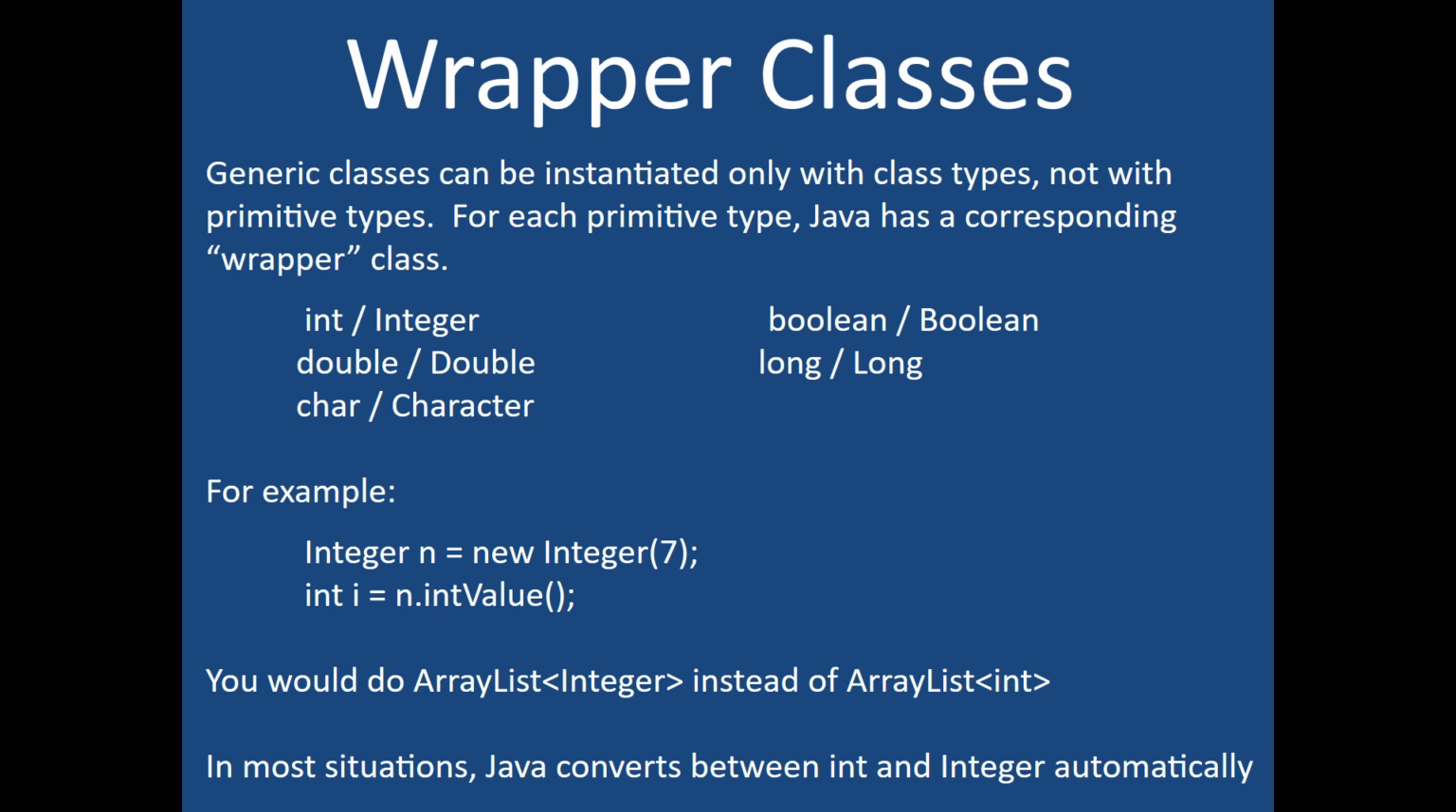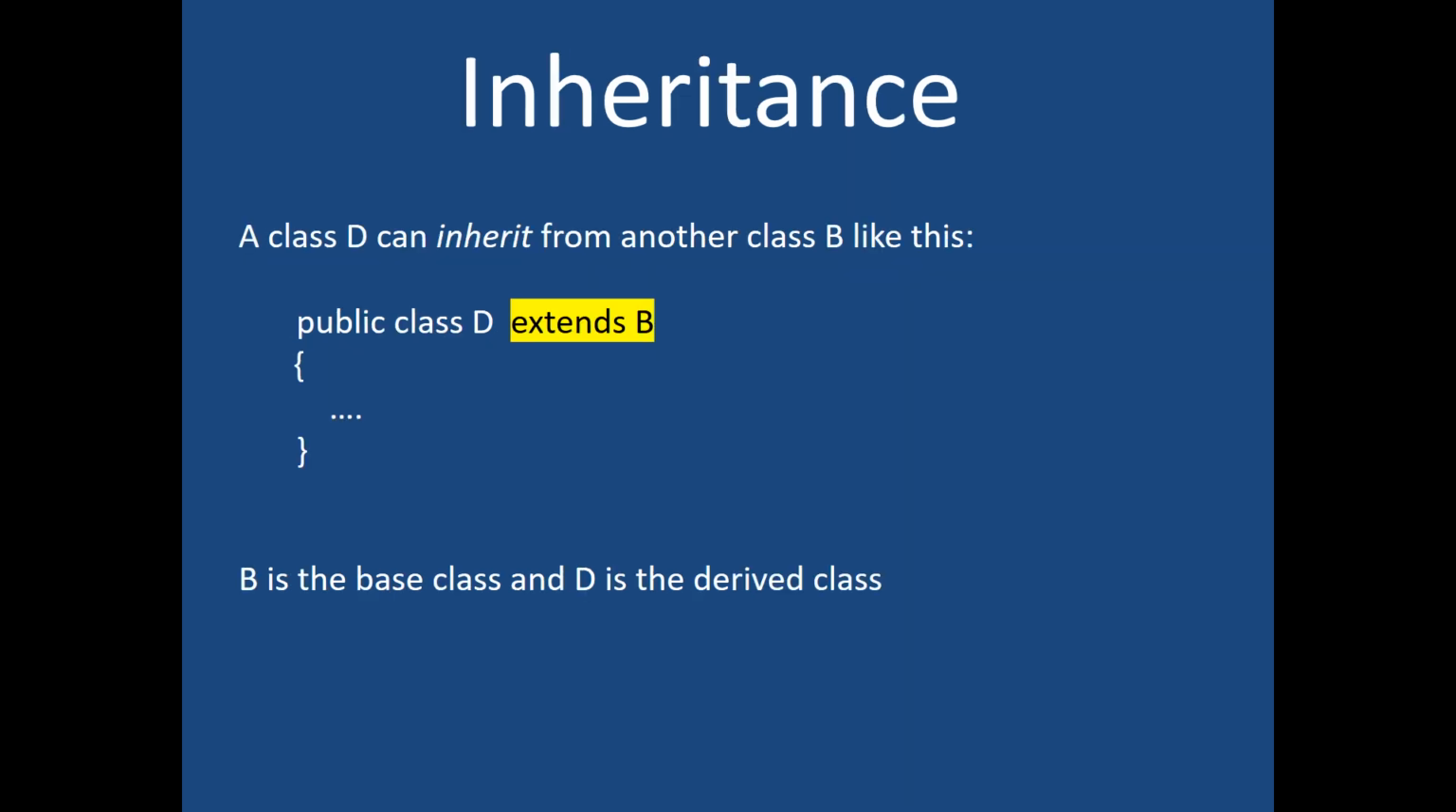And just to remind you, I don't want to belabor the point, but in Java, unfortunately, you can't instantiate a generic type with a primitive type. So you can't have array list of int, or array list of double, or array list of char. That's why wrapper classes exist, just to get around that limitation. And we've talked about that before.